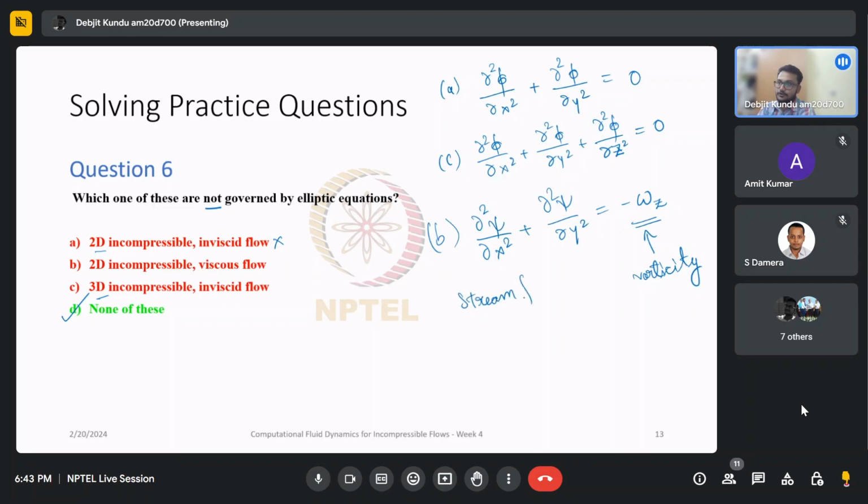If you want to read up a little bit more on this, it's very interesting. You can go see how, from the Navier-Stokes equations, we can eliminate pressure and form this stream function vorticity formulation. This you can find in any a bit advanced fluid mechanics book. Stream function vorticity formulation.